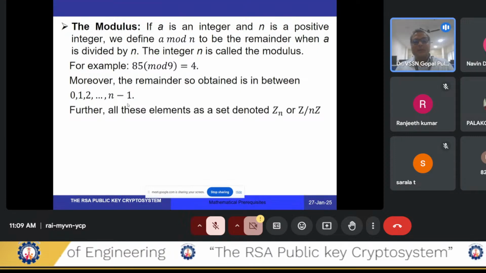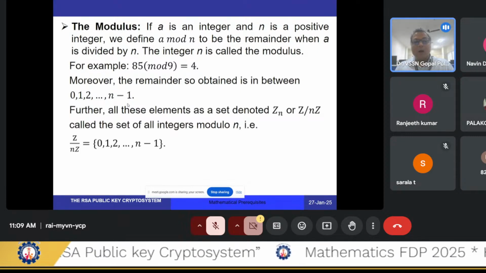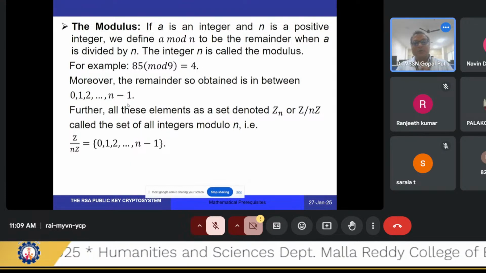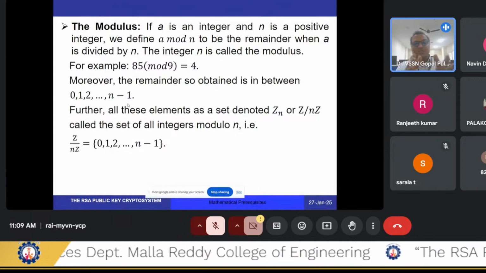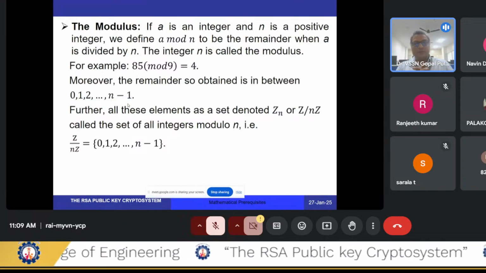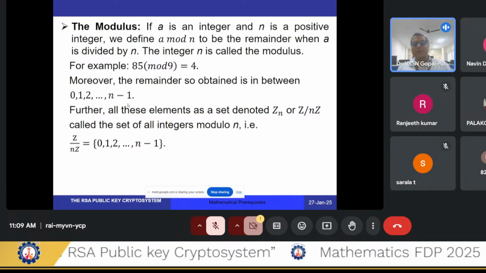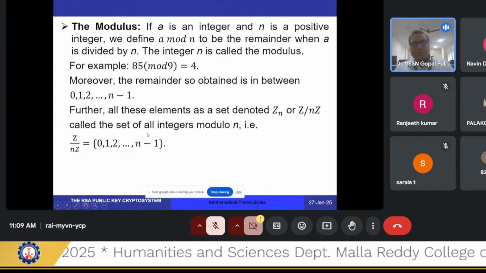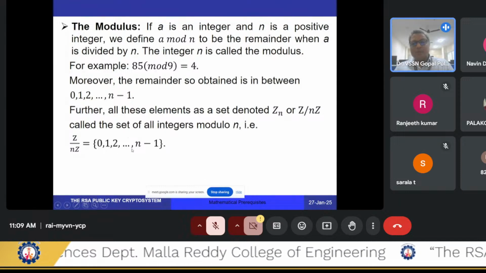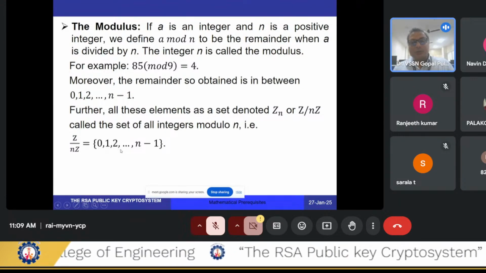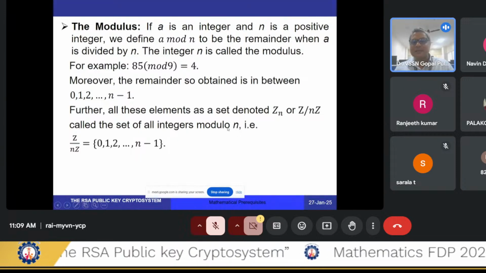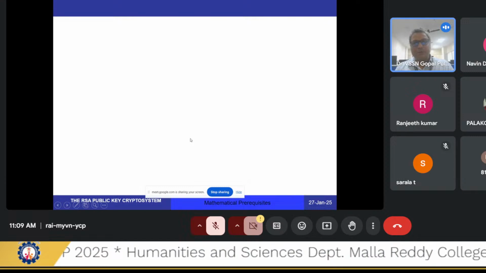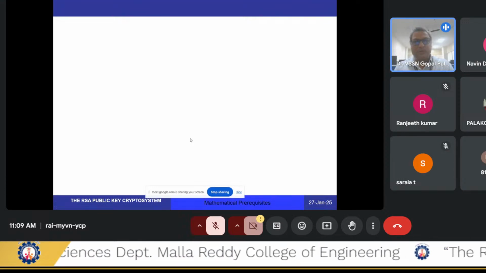If we consider all these integers, from 0, 1, 2, and so on, up to n minus 1, we call that the set of all integers modulo n. What do we mean by the set of integers modulo n? It is the set consisting of the elements 0, 1, 2, and so on, up to n minus 1. Usually we represent that by Zn or Z by nZ. Let's move on to the next slide.